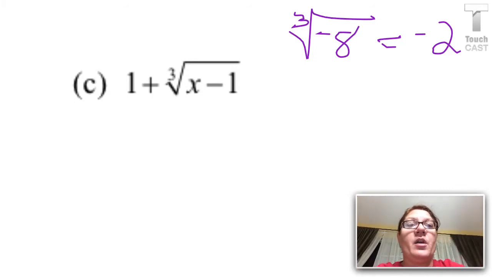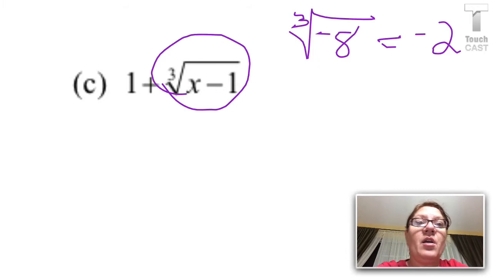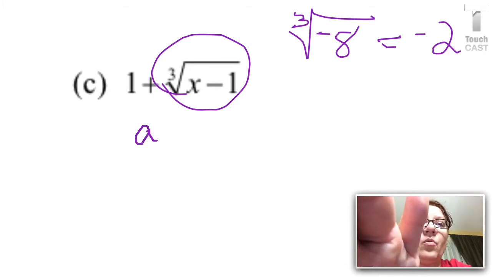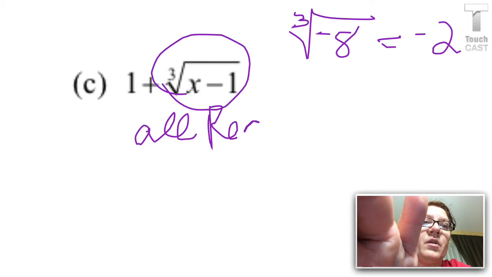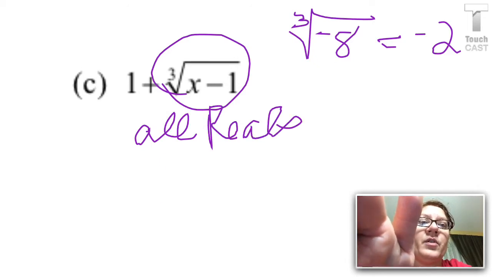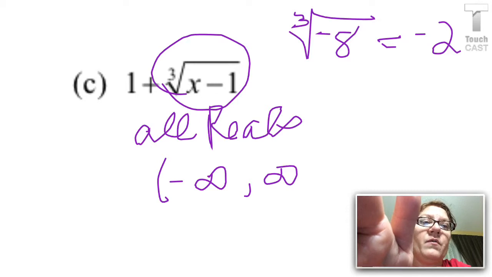You're a genius. So if anything can go in here and it'll work, and I can add 1 to anything, then this domain is all reals. And of course, if I write that in interval notation, it's -infinity to +infinity.